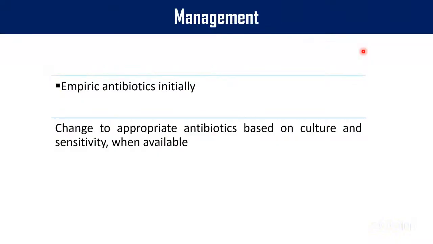Management: start initially with empirical antibiotics and change to appropriate antibiotics based on culture and sensitivity when available, or symptom-directed treatment or any other diagnosis you make. For example, dengue fever is managed based on that, with triage and fluid therapy, oral or IV, depending on the triage. So it all depends on the diagnosis. But this is the general management of bacterial infection in children with a febrile syndrome.